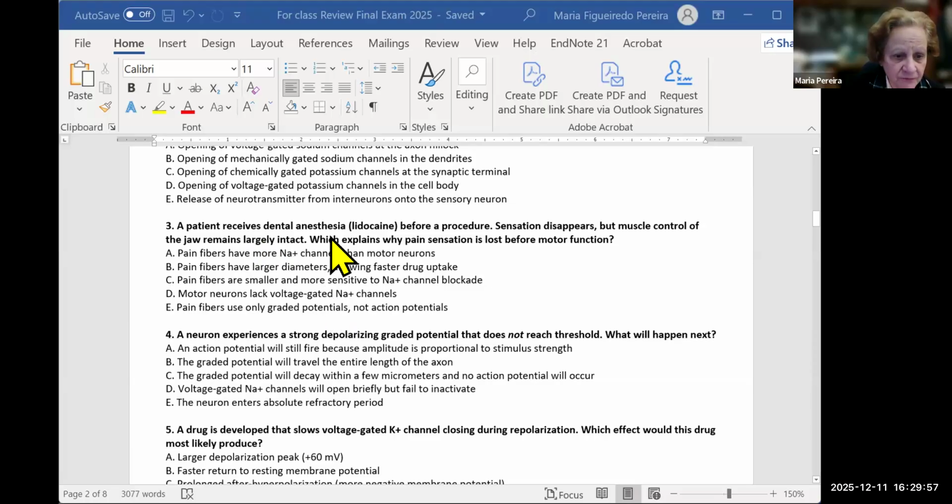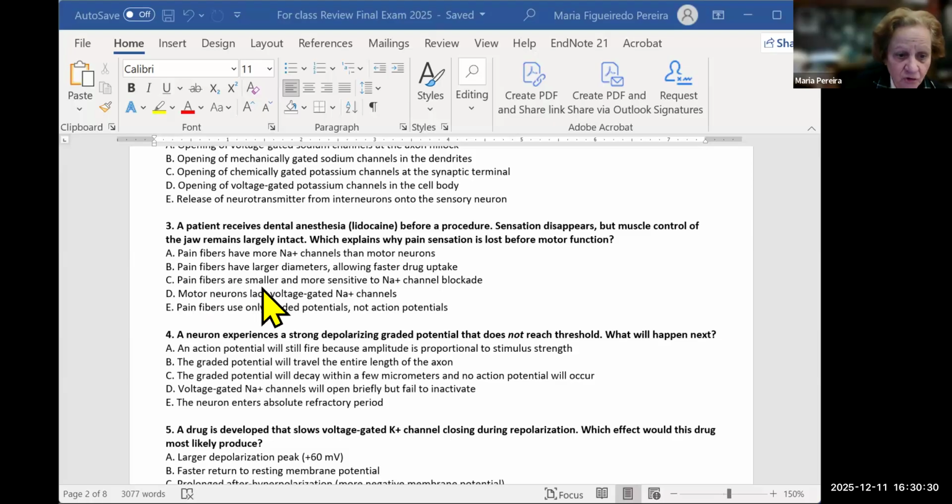A patient receives dental anesthesia, lidocaine. Before a procedure, sensation disappears, but muscle control of the jaw remains largely intact. Which explains why pain sensation is lost before motor function? Pain fibers have more sodium channels. No. Pain fibers have larger diameters. No. Nobody wants to guess this one?